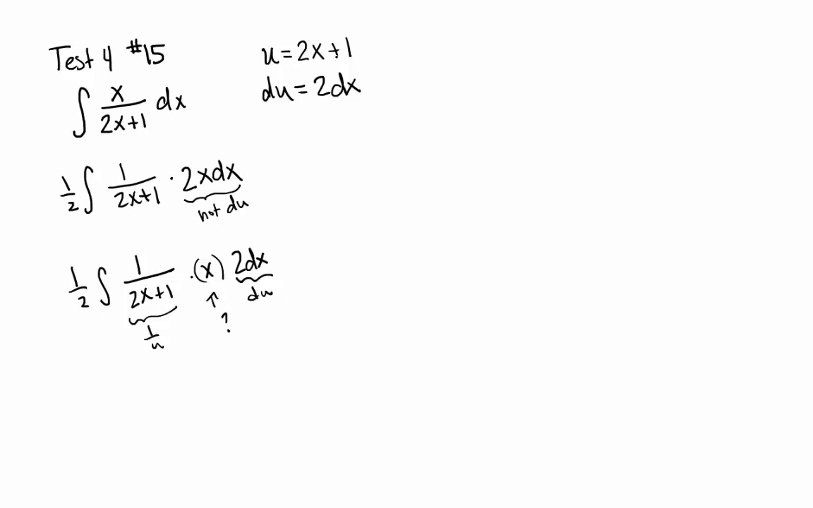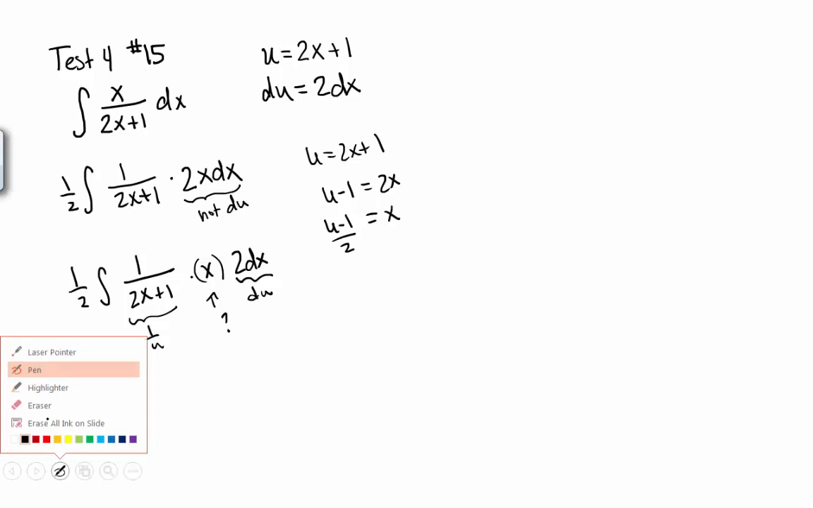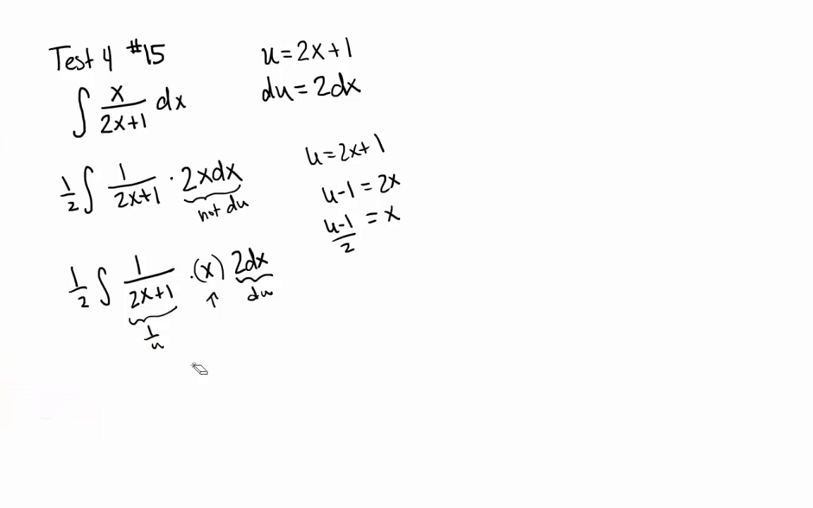Solve for x in the equation u equals 2x plus 1. So we're going to say, okay, that's u minus 1 equals 2x, dividing by 2, x is u minus 1 over 2. That's what I'm going to put in here. This x is instead going to become u minus 1 over 2. So, making the substitution, we are going to have 1/2 the integral of 1 over u times u minus 1 over 2 times du.